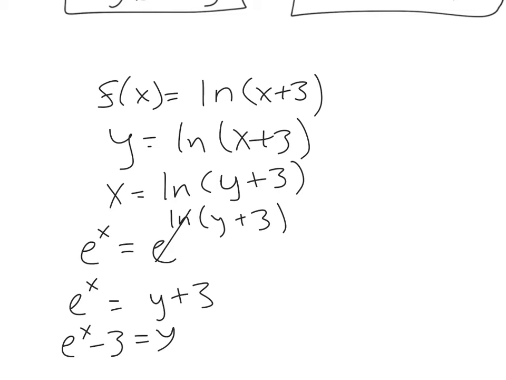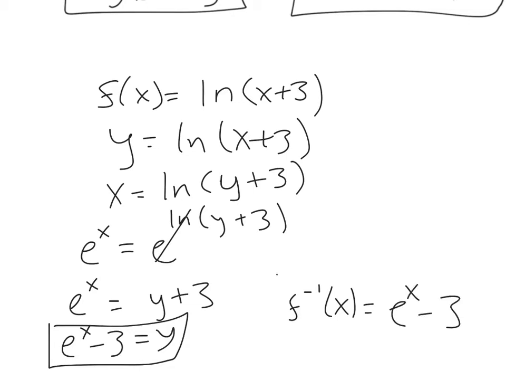leaving me with e to the x minus 3 is equal to y. Now of course that is the inverse, but we typically like to write the inverse as this, e to the x minus 3. Now be careful, this minus 3 is not in the exponent. Be very careful of that, okay? I've seen a lot of students make that casual mistake.